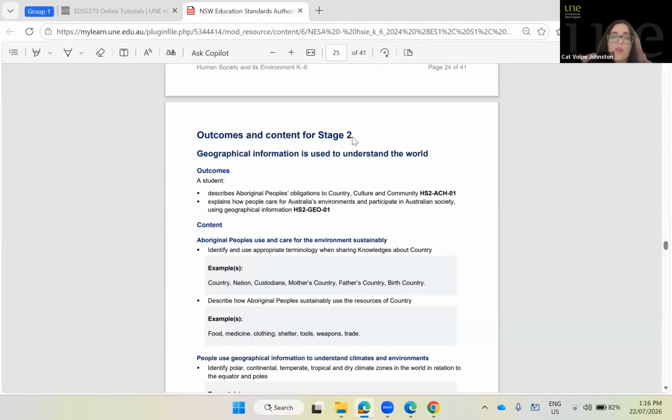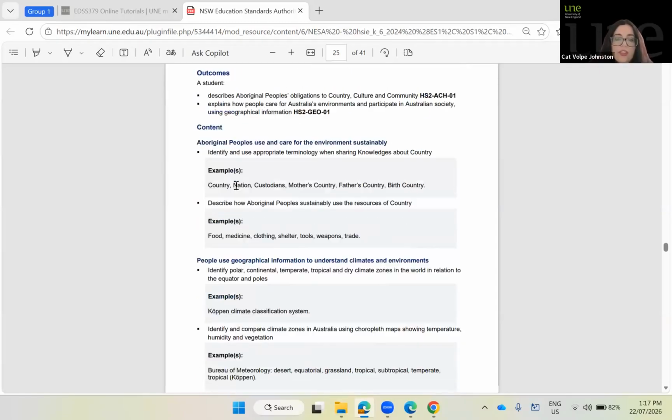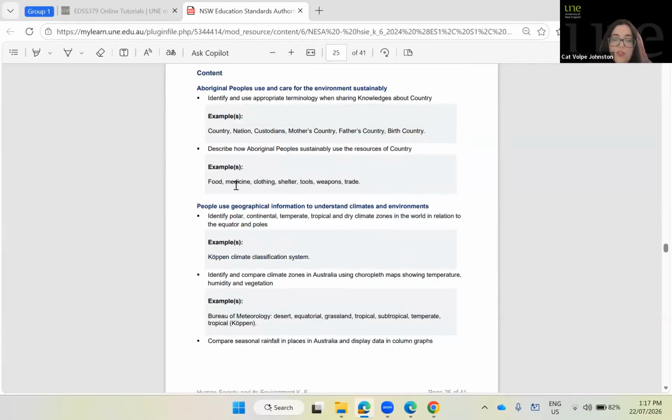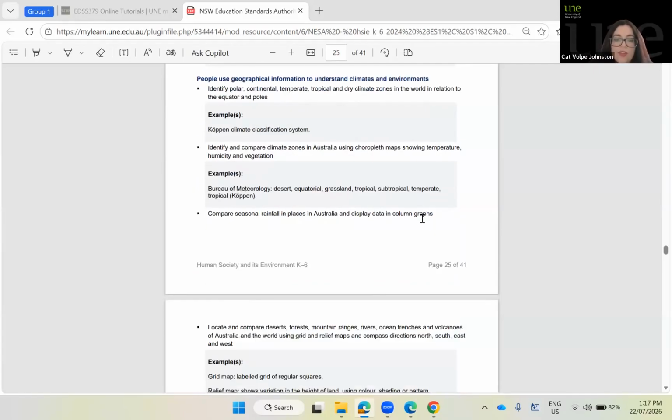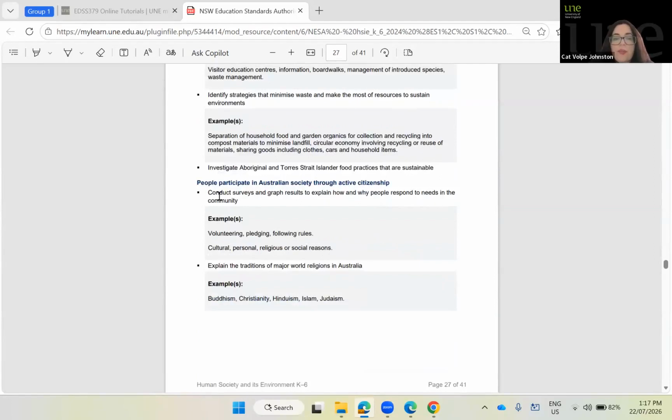Okay, moving on to stage 2 for geography. So geographical information is used to understand the world. Again, 2 outcomes here. What are the content areas? The Aboriginal focus, the content area. People use geographical information to understand climates and environments. And people have responsibility to care for Australia's environments. And people participate in Australian society through active citizenship.